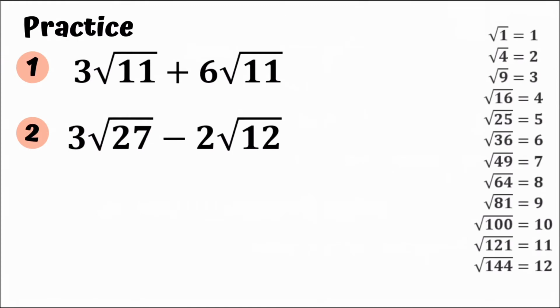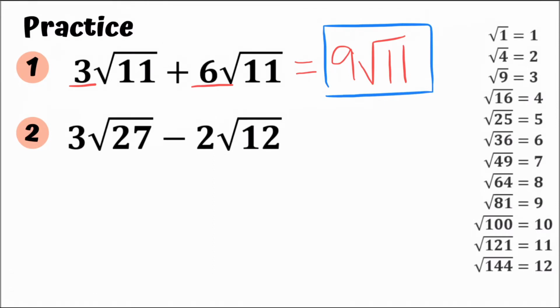Number 1, 3 square root of 11 plus 6 square root of 11. So in this case, my radicals are already simplified. I can't break down the square root of 11 because the only factors of 11 are 1 and 11. Now I notice that these are the same radicals, which means I can add my coefficients together. 3 plus 6 gives me 9, so my answer is 9 square root of 11, and that is it.